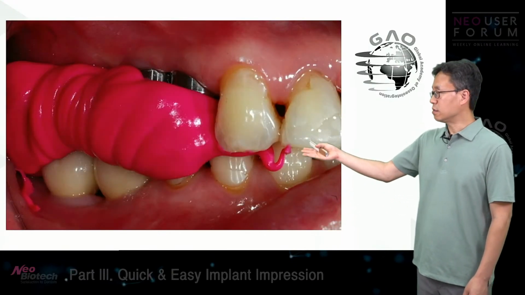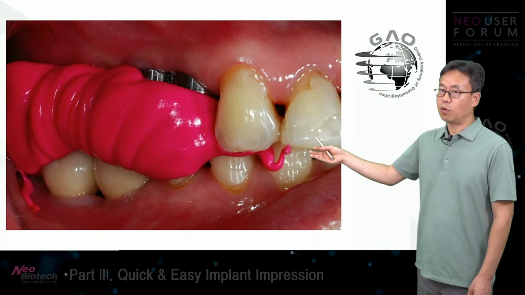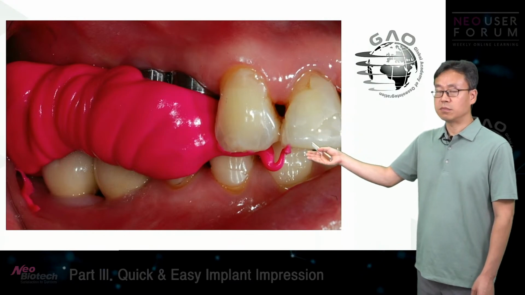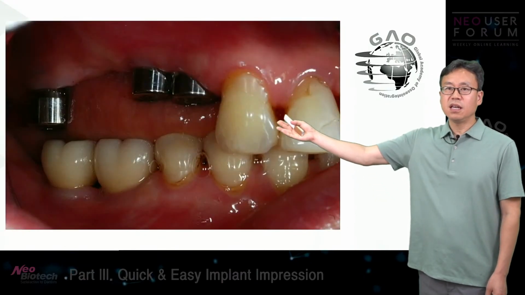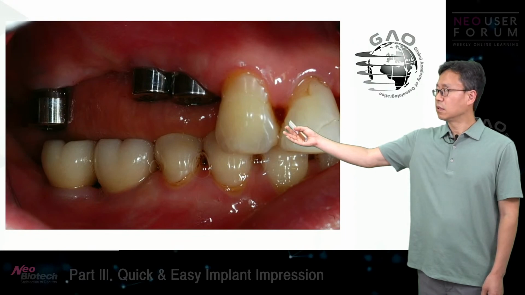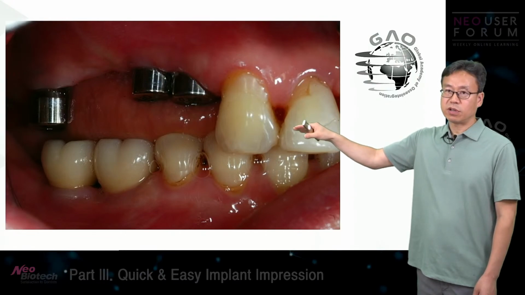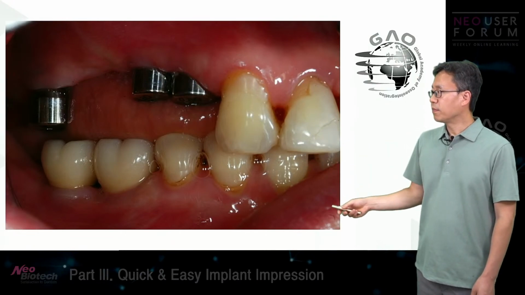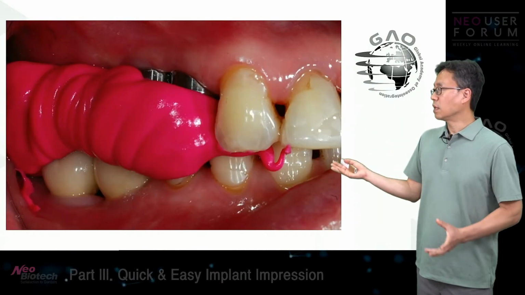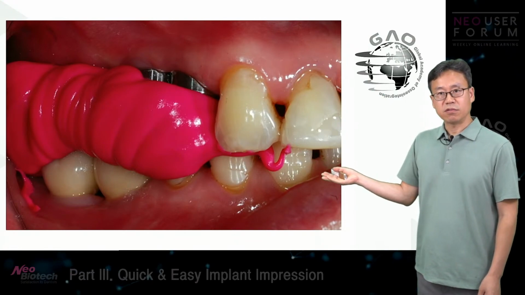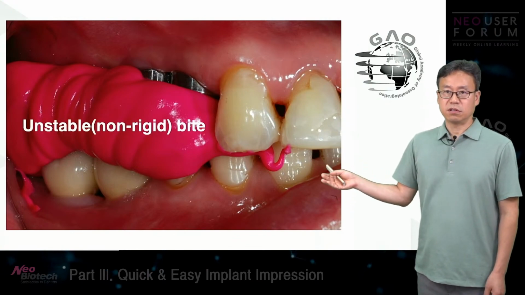I know people do this. People use this rubber VPS or rubber bite registration material a lot, using these healing abutments. They just squirt some rubber bite registration material into this area and then have the patient bite, and that's how you get a bite registration. But I think this is too unstable, non-rigid.